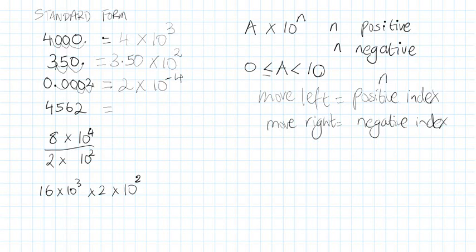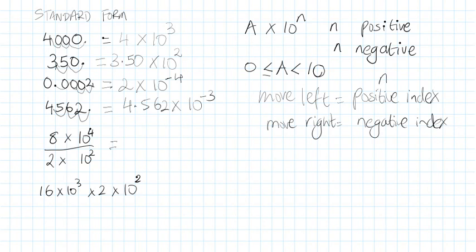And for this one, the dot is here, so I move 1, 2, 3 to the left-hand side, so it's 4.562 times 10 to the power of 3, because we move 3 places. Okay, so that's how we work with the decimal number. If we're moving to the left, it becomes a positive index. If we're moving to the right, it's a negative index.